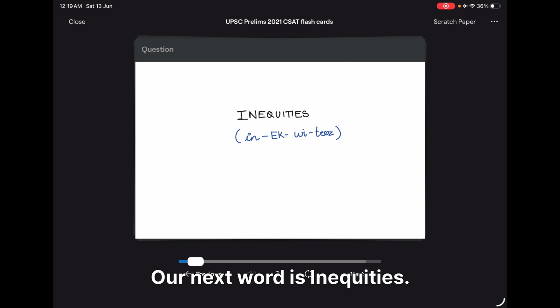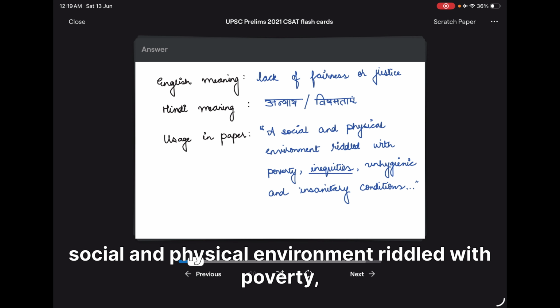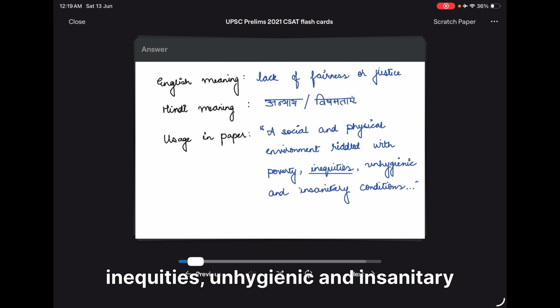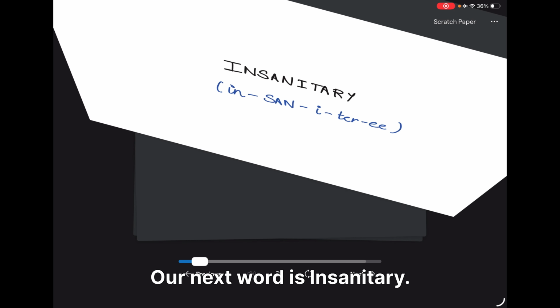Our next word is inequities. Inequities means lack of fairness or justice. हिंदी में इसका अर्थ है अन्याय या विषमताएं. In the paper it was used in the following sentence, a social and physical environment riddled with poverty, inequities, unhygienic and insanitary conditions.